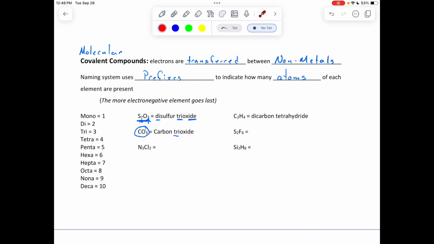If we look over here, we've got 2 carbons, we have 4 hydrogens, so it'll be dicarbon tetrahydride. Hydrogen becomes hydride when we write it out. So let's look at this example here. I have 2 sulfurs and I have 6 fluorines, so it'd be disulfur hexafluoride.